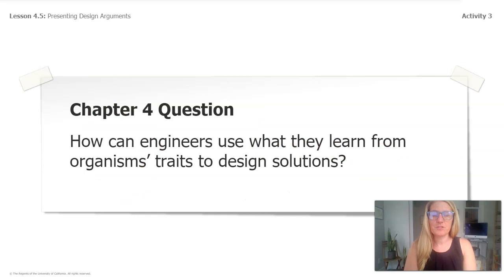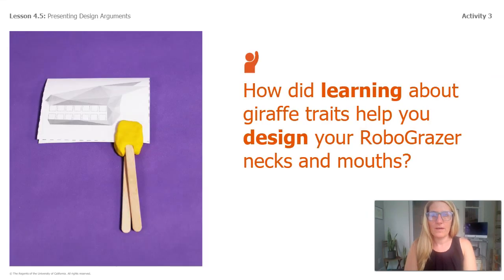It also might help with our chapter question. How can engineers use what they learned from organisms' traits to design solutions? Well, here's your example of your robo-grazer, and that's what it looked like in real life before they added all the rest of the pieces. But how did learning about the giraffe traits help design this version of a robo-grazer for the neck and what we did for the teeth before our simulation?